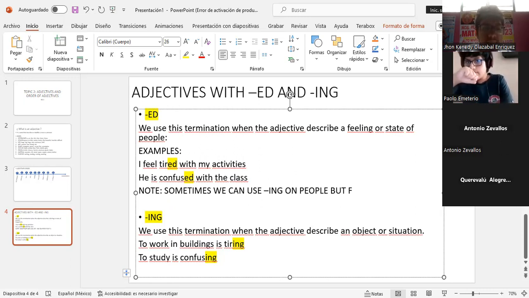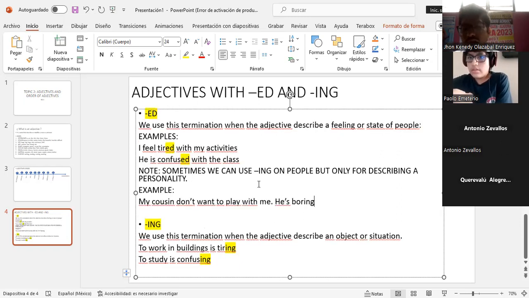Example, teacher, my sister or my cousin doesn't want to play with me. He is boring. Teacher, mi primo no quiere jugar conmigo. Él es un aburrido, ¿no? Está describiendo su personalidad. Solo en esos momentos van a poder usar el ING en las personas, porque normalmente usan el ED para describir cómo se siente, un estado o un sentimiento, ¿no? Porque normalmente tú te sientes aburrido solamente en un momento, no todo el día, no todos los días. Pero también puedes usar el ING para describir personalidades, como es él.